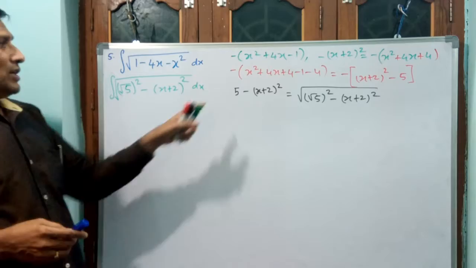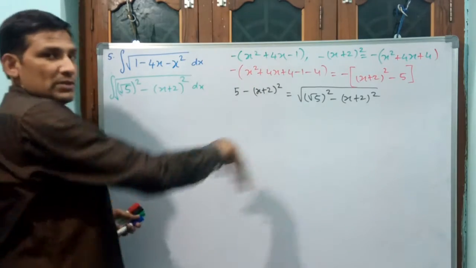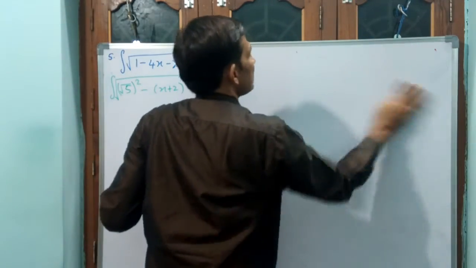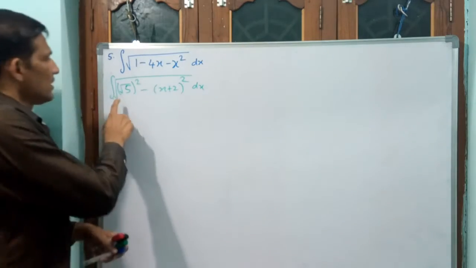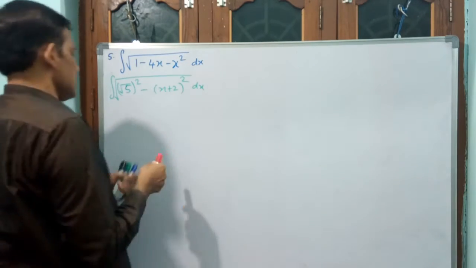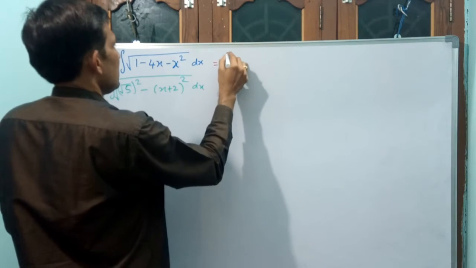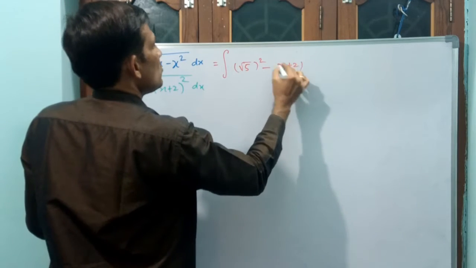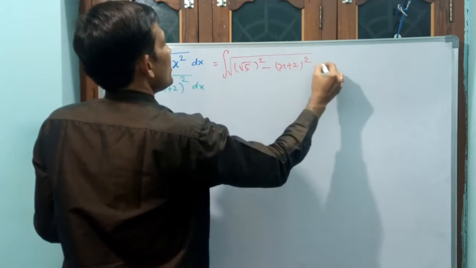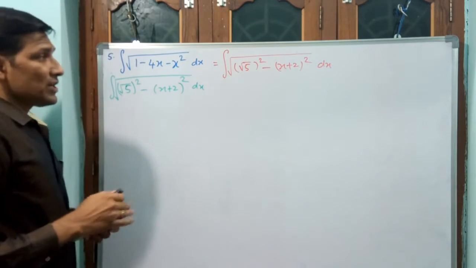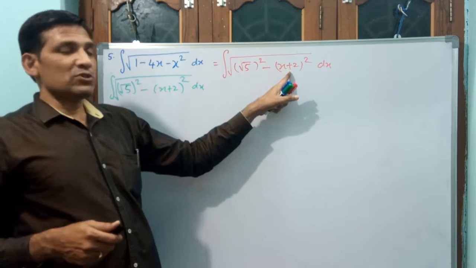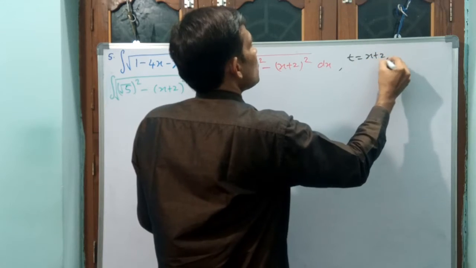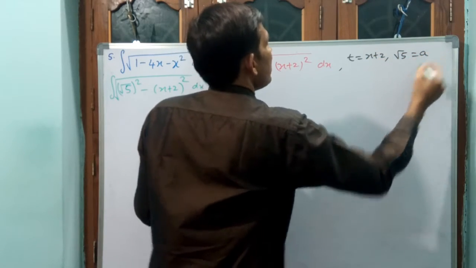Okay. See, this is rough, you think, and I am going to remove this. After that you don't require this. Now this has become this one. This also I am writing this side. Integral root of 5 whole square minus x plus 2 whole square, under root, dx. Okay. See now what I am going to do, I am going to take x plus 2 as t, root 5 as a. T is equal to x plus 2 comma root 5 is equal to a.